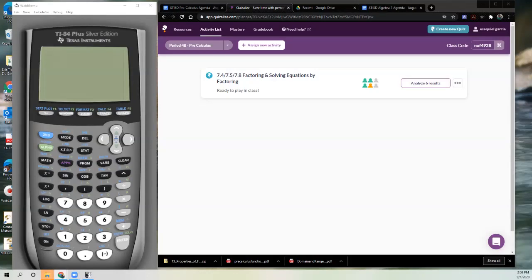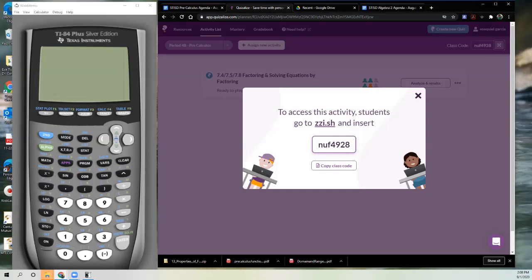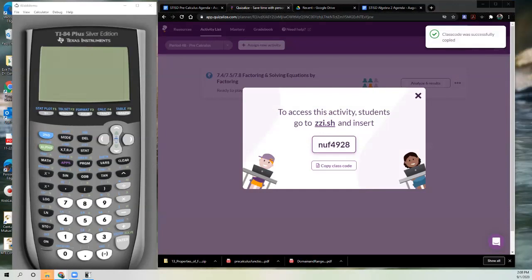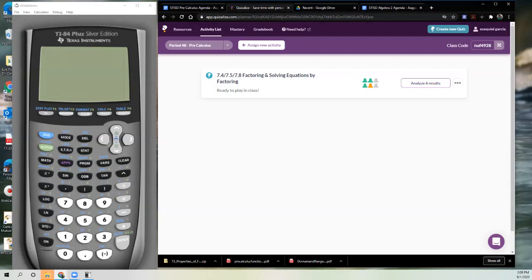Remember, you are going to zzi.sh. Go to zzi.sh, and then you are going to place the code, and then it's going to prompt you for your username and password. I'm missing 3 people. If you can't get in, you need to let me know.